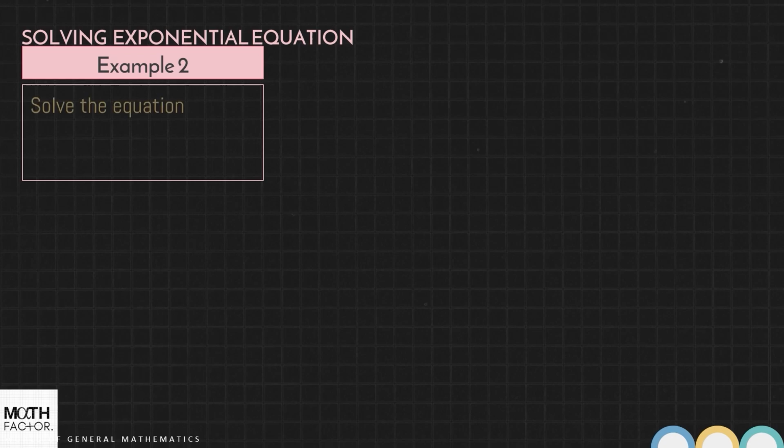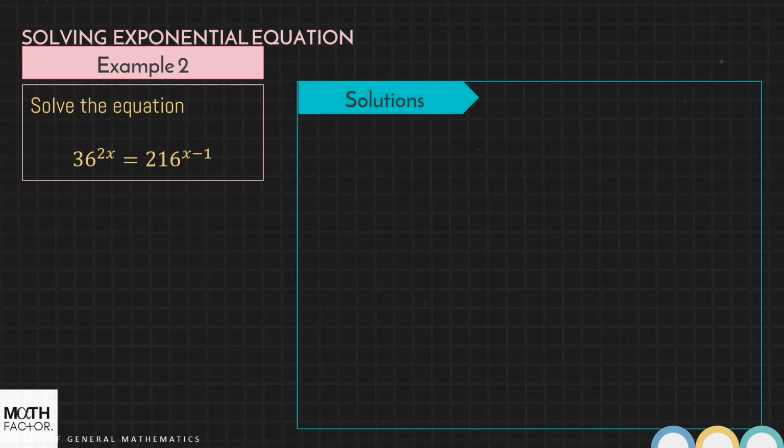Next, 36 raised to 2x is equal to 216 raised to x minus 1. So again, kailangan natin itong i-write ng same bases. Isip tayo ng way para maging same bases to. 36 and 216. So, try natin ang 6 ang base. So, we can rewrite 36 as 6 raised to 2.